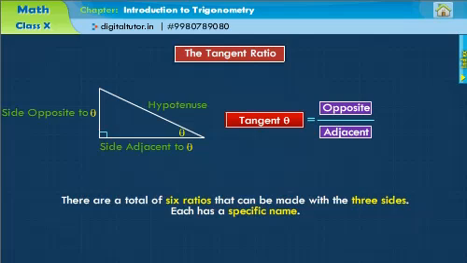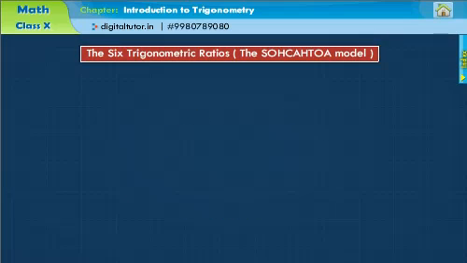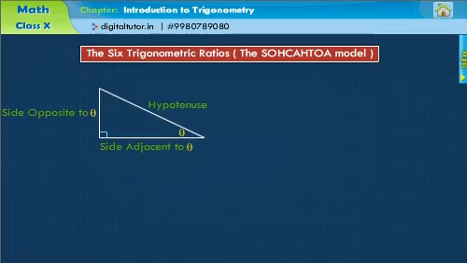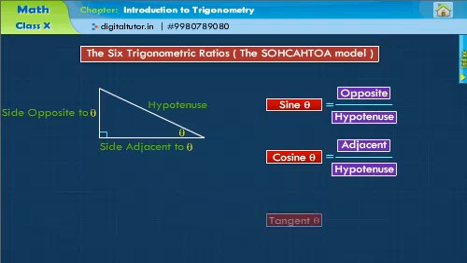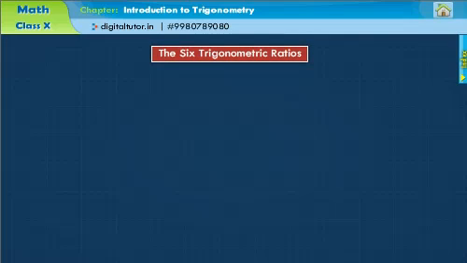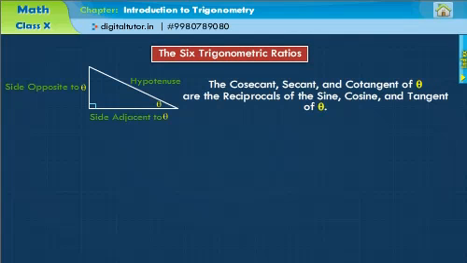There are a total of 6 ratios that can be made with the 3 sides. Each has a specific name. The 6 trigonometric ratios. The SOHCAHTOA model. Let's observe the following. The 6 trigonometric ratios. The cosecant, secant and cotangent of theta are the reciprocals of the sine, cosine and tangent of theta. Let's observe the following.